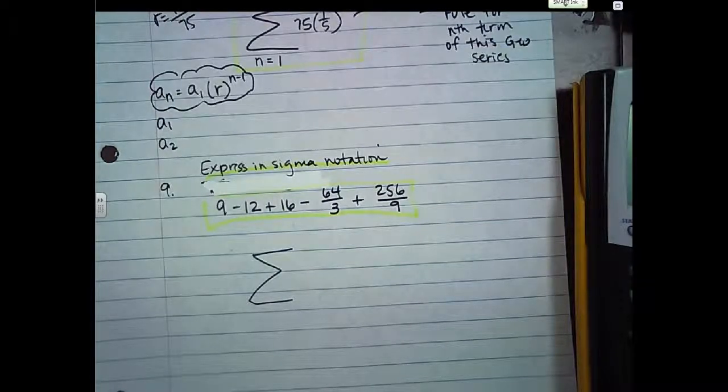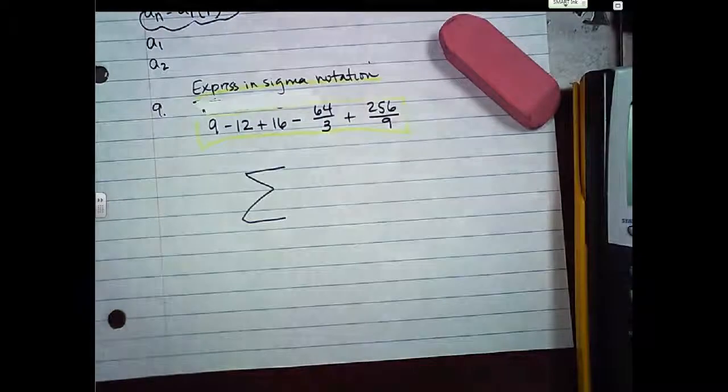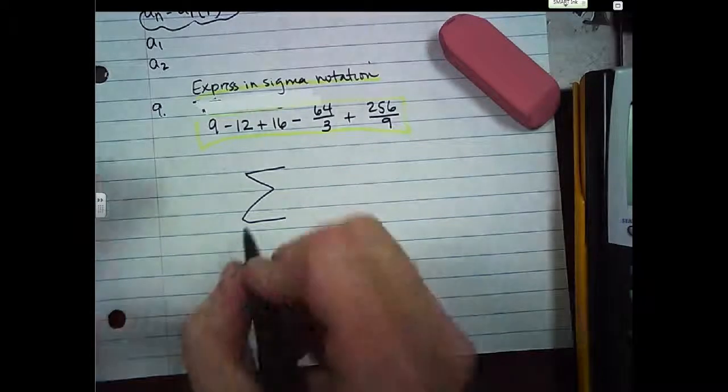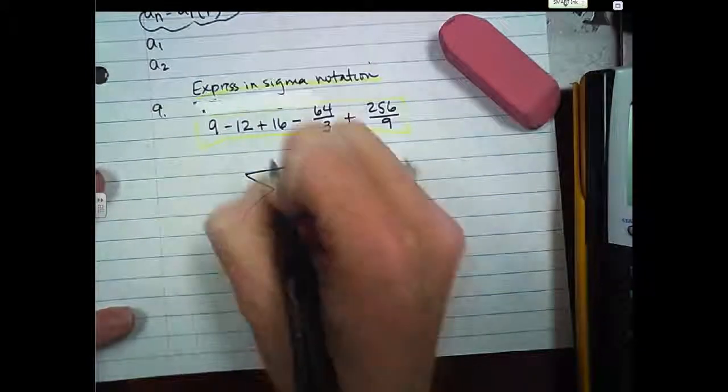How many terms are there? Okay, so that gives you a place to start. So you need n from 1 to 5. And then you have to write a rule. You need to write a rule for the first term, the second term, the third term, the fourth term, right? You know it's geometric, that's all we're talking about right now. So I want n from 1 through 5.